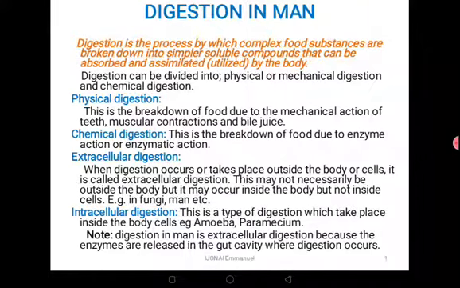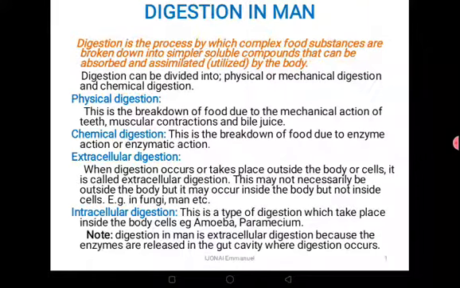Hello. You're welcome to lesson 8, and we are still looking at our topic, nutrition. And today we are looking at digestion in man. So this is a common phenomenon discussed right from our primary schools. People talk about digestion. So what is digestion for now?